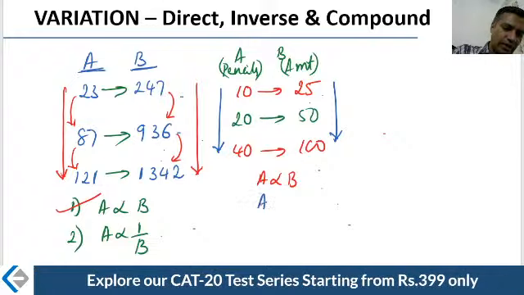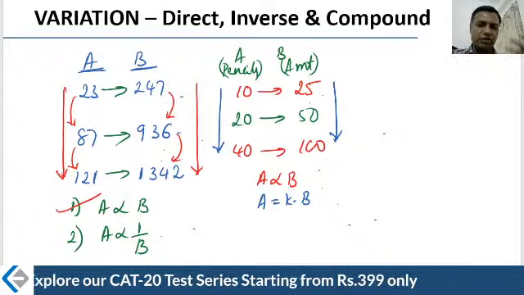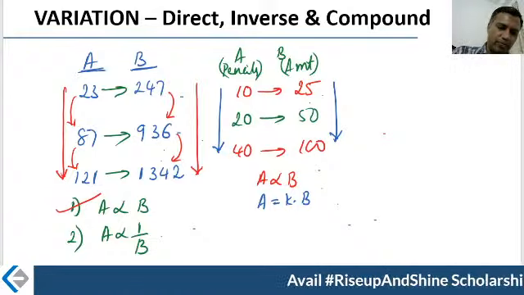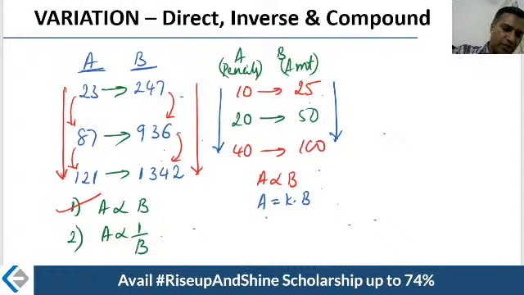Now take a look. How do I get rid of this symbol? A is directly proportional to B. If I want to bring in equal, what do I get? K times B. I introduce a constant. A is equal to K times B, K into B. Therefore you say that A by B is equal to a constant.